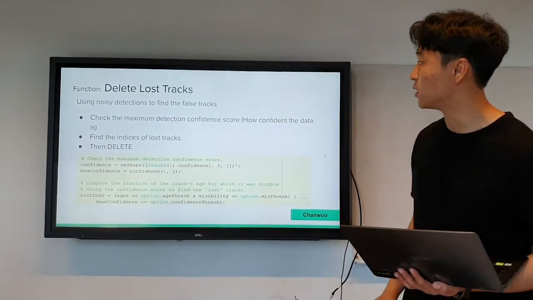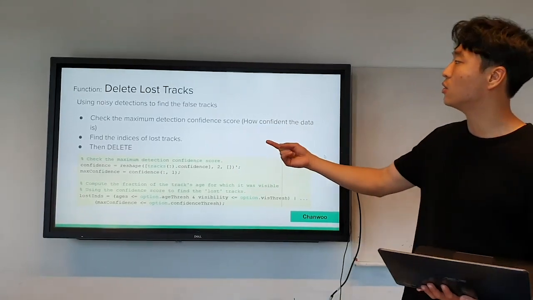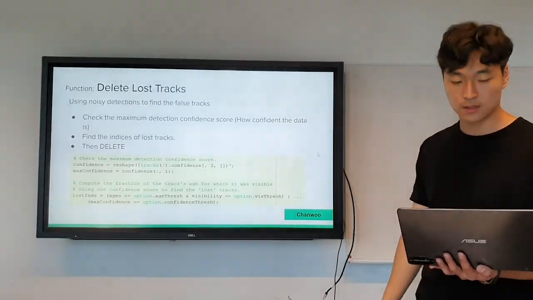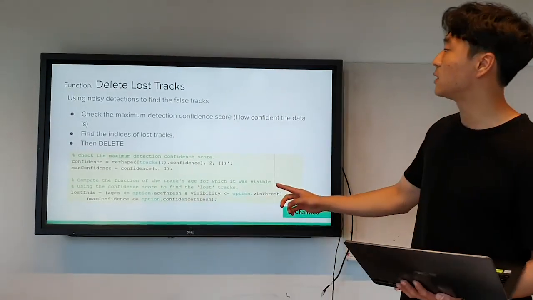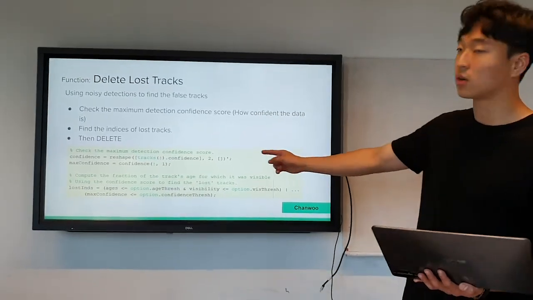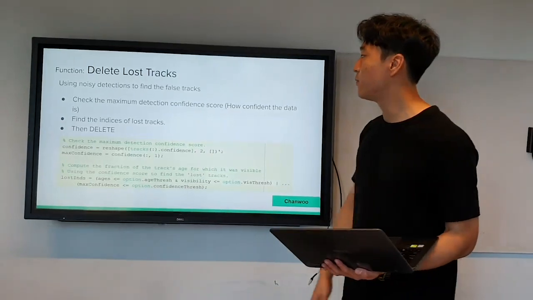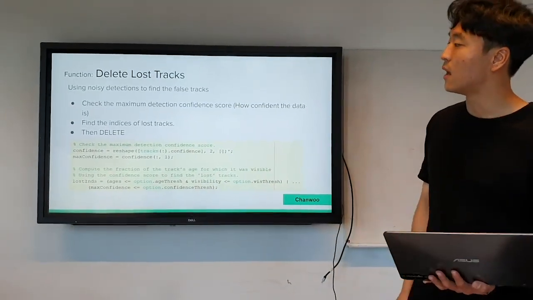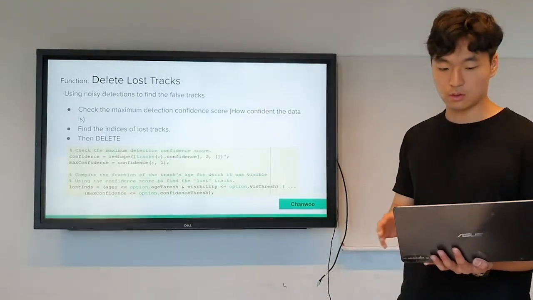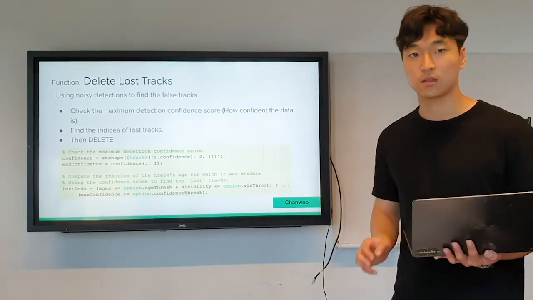For this function, it uses the noisy detections to find the false tracks. So check the maximum detection confidence score. Confidence score means how confident the data is. And find the indices of lost tracks. And then based on that, simply delete the tracks.